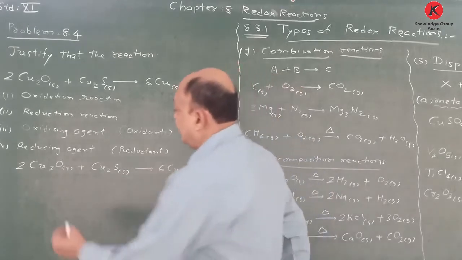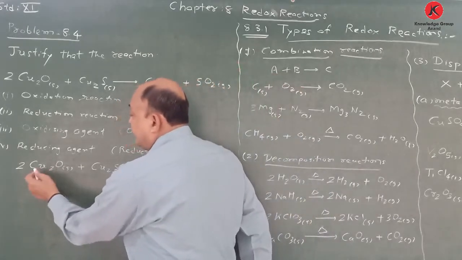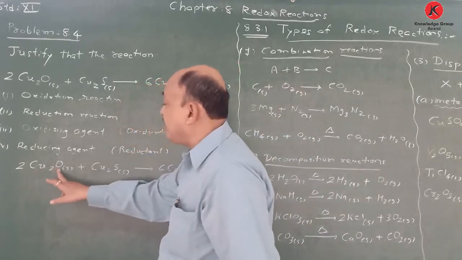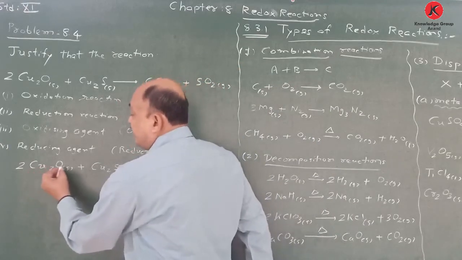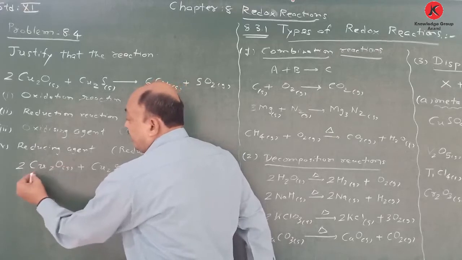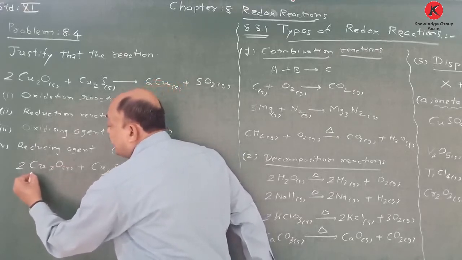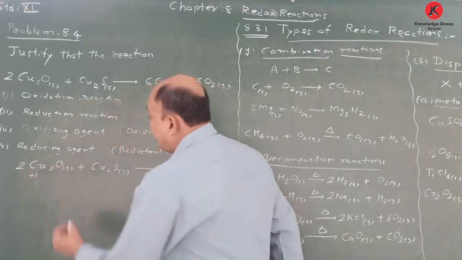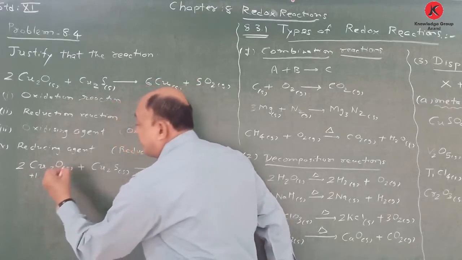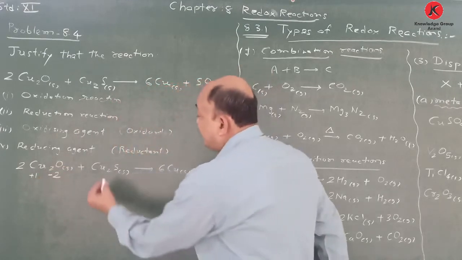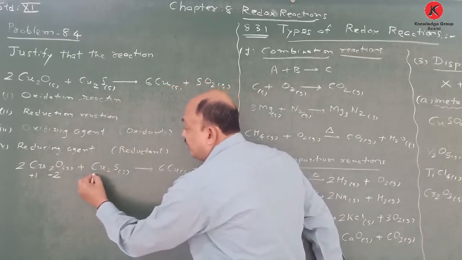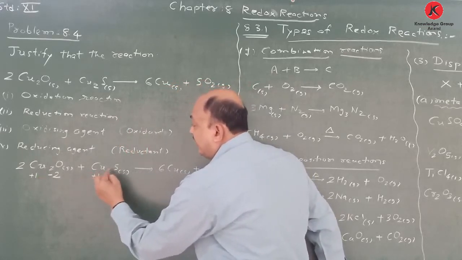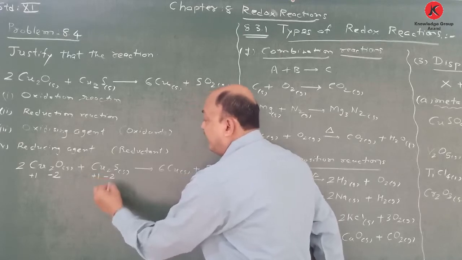So here you see the particular valency of this Cu2O: oxygen possesses -2, and therefore 2x minus 2 is equal to 0. So here the oxidation number of copper is +1 and the oxidation number of oxygen is -2. Remember this one. Next one, Cu2S, and then once again S. So here also +1 and here also -2.